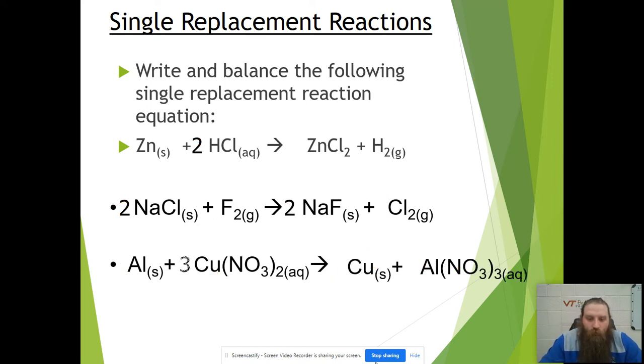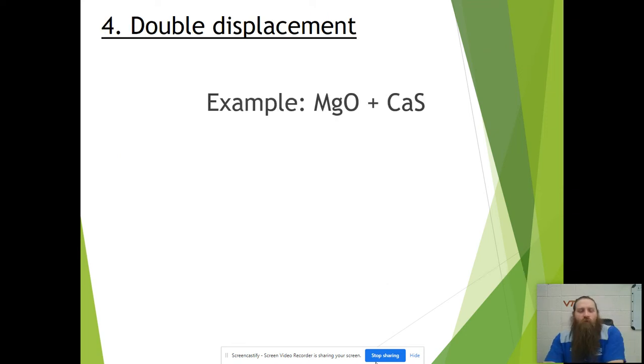Get rid of my stuff there. I want to drop that in. Okay. Double displacement. So double displacement is going to be a lot like single displacement, except instead of having a single element, we've got 2 binary compounds. So binary meaning 2 species or 2 groups.